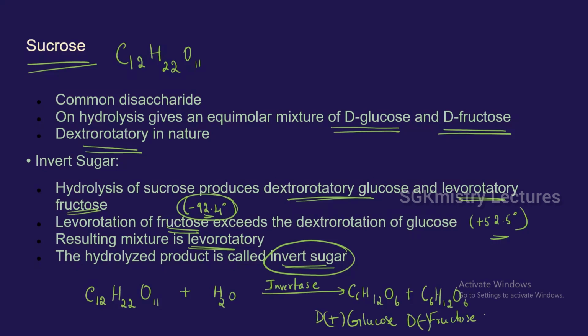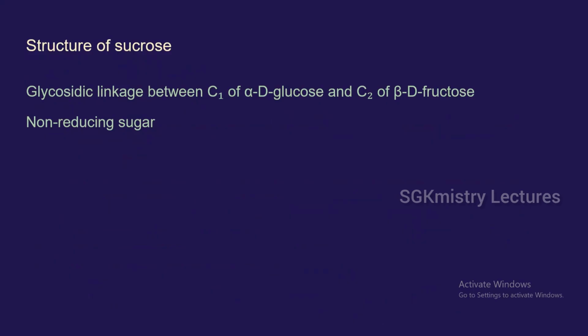Now, talking about the structure of sucrose, it is a disaccharide. We know that it is made up of two monosaccharides, glucose as well as fructose. It is held together using C1 of alpha D-glucose and C2 of beta D-fructose. Now, first, let us try to write the structure of alpha D-glucose. We know that glucose forms a six-membered structure in the Haworth. First let us write the Haworth structure, and based on that we are going to write the structure of sucrose.